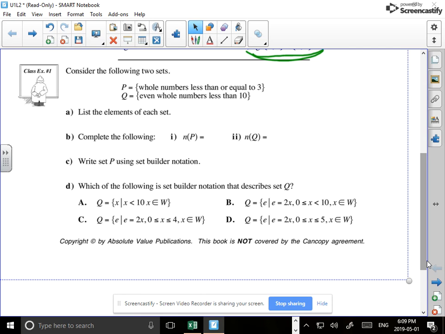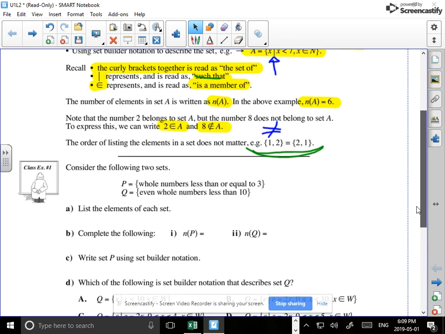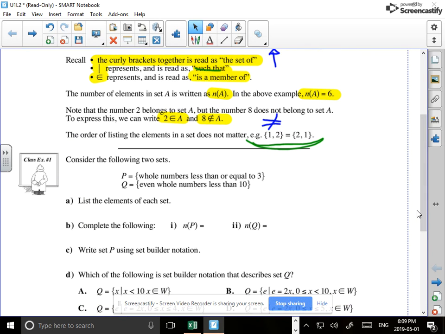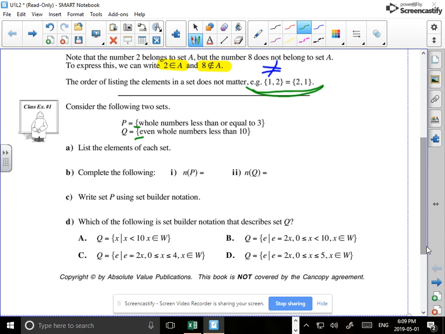So if we're looking at the following sets, the set P, and I'm just going to leave those notations on the board. When I see these curly brackets, I'm going to say P is the set of whole numbers less than or equal to 3. Q is the set of even whole numbers less than 10. We're going to list the elements of each set inside some curly brackets. So P is whole numbers less than or equal to 3.